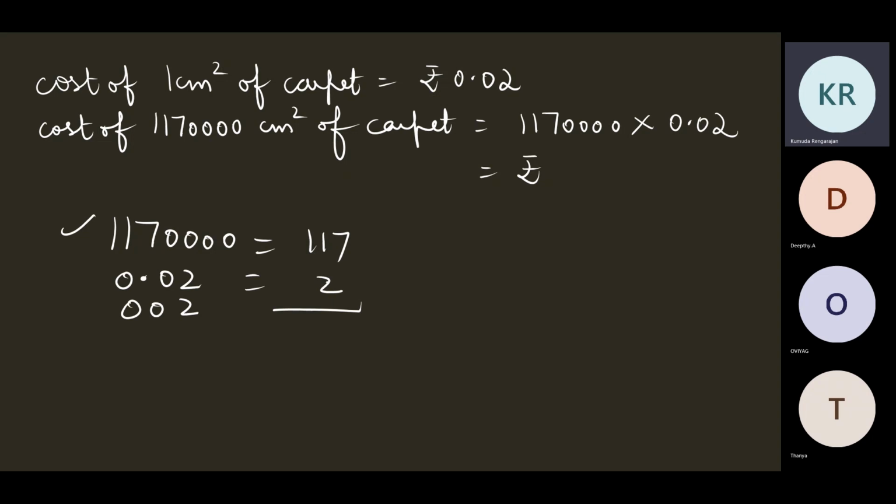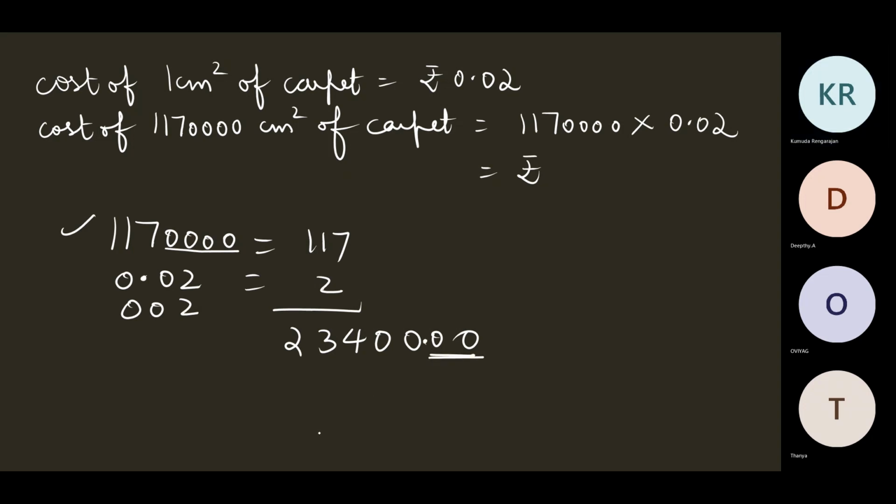Now multiply these two numbers. 117 multiplied by 2. So 2 7s are 14, 4, 1 carried over. 2 1s are 2 plus 1, 3. 2 1s are 2. This is the product. Now add these zeros. 1, 2, 3, 4 zeros. Now the decimal point: after the decimal point, 2 digits. So the answer is 23,400.